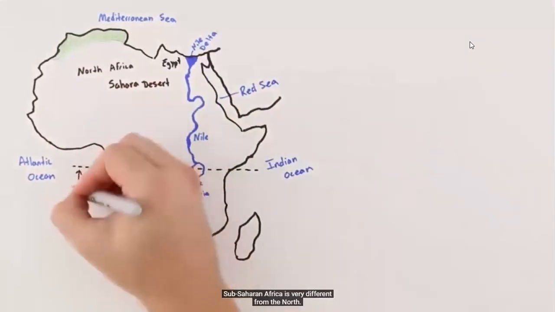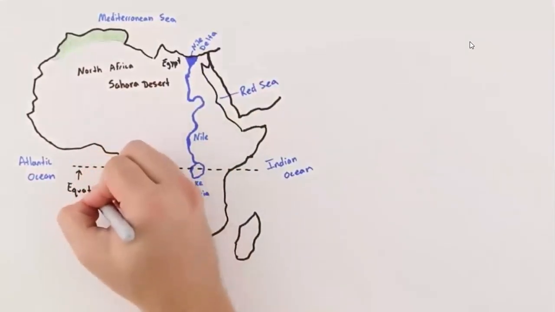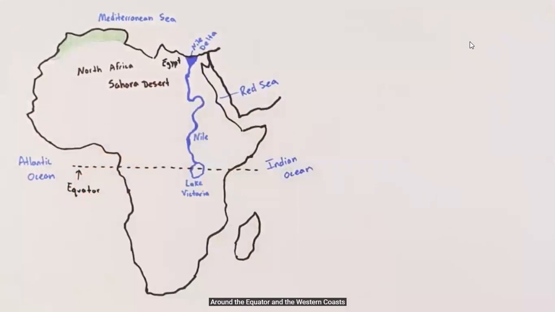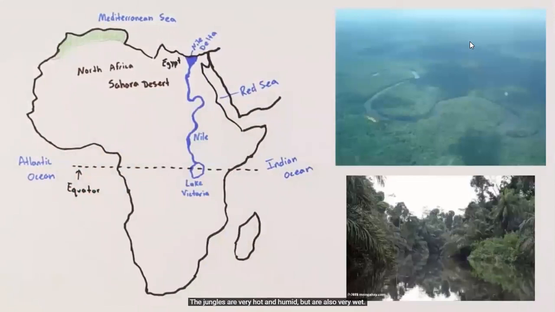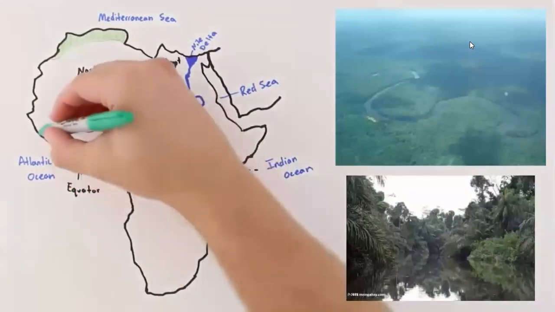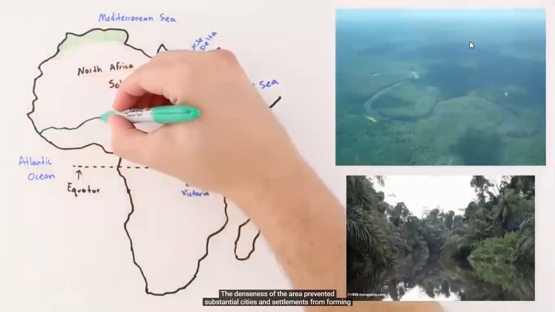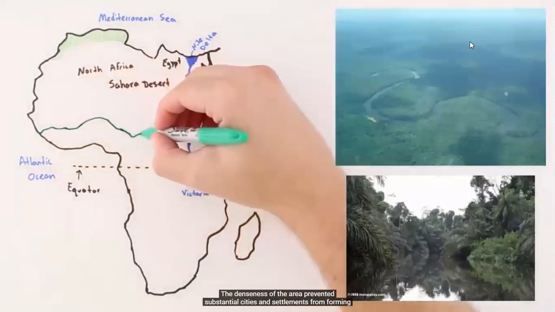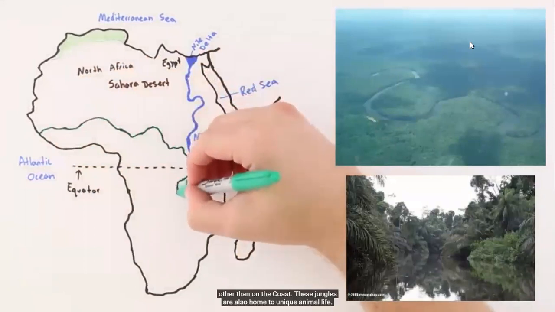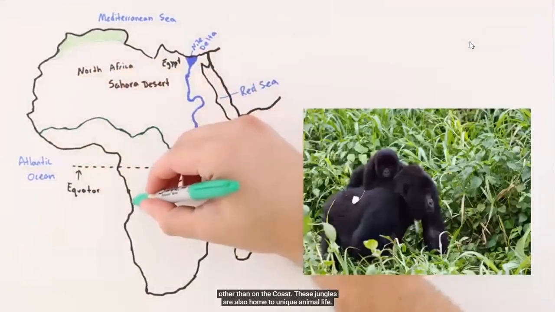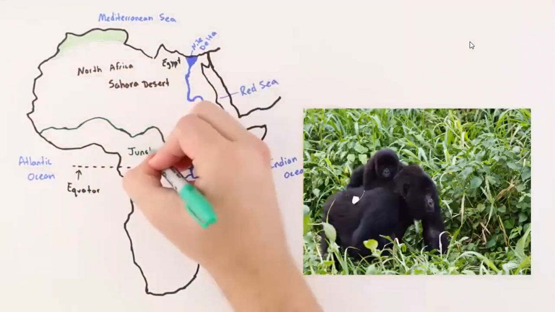Sub-Saharan Africa is very different from the north. Around the equator and the western coasts lie the jungles and rainforests of the Congo River Basin. The jungles are very hot and humid, but are also very wet. The denseness of the area prevented substantial cities and settlements from forming other than on the coast. These jungles are also home to unique animal life.